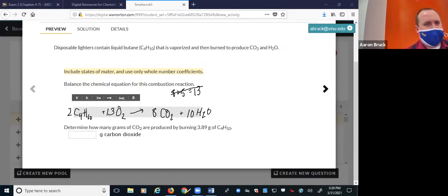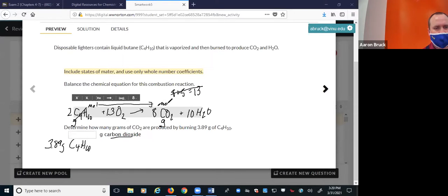So now that we have that, our next step is to actually do the stoichiometry. Stoichiometry that we're interested in here is we want to convert 3.89 grams of butane into grams of carbon dioxide. So I'm starting with grams here. I need to go to grams here. Following the mole map, I'm going to have to go through moles to connect those two dots to each other.